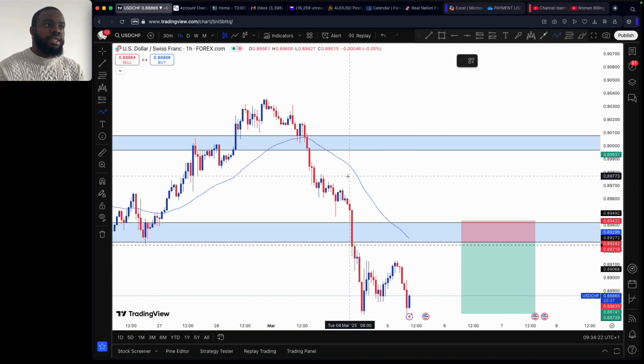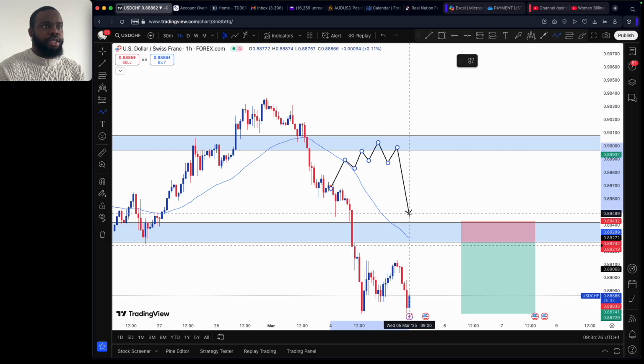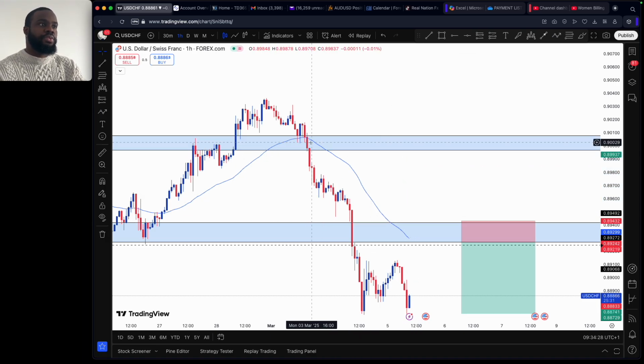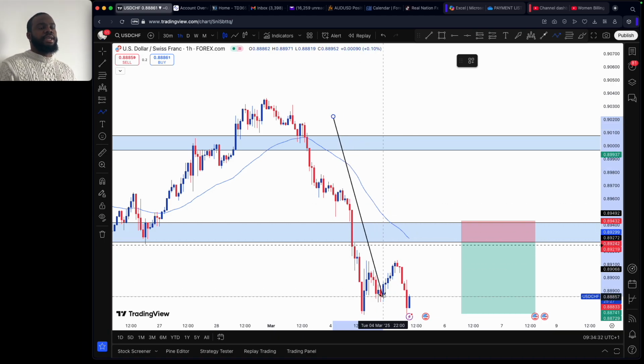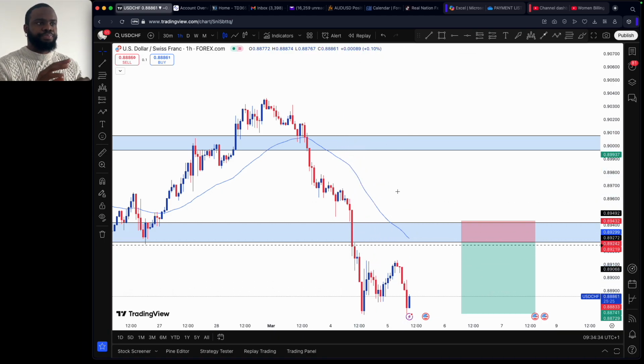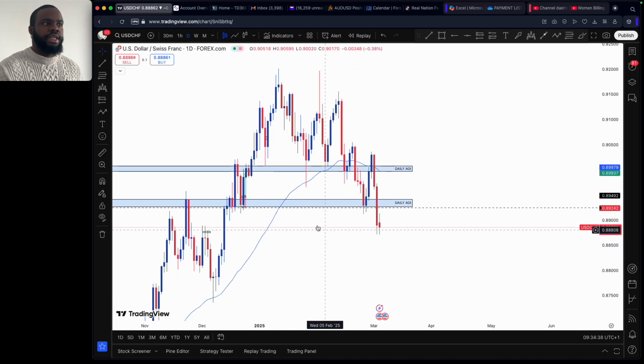Rather, I was waiting for a proper pullback again to take this trade to the downside. But as you can see, price went straight to the downside without any pullback. So that was how we missed out on that. And again, the daily closed below a new structure point.